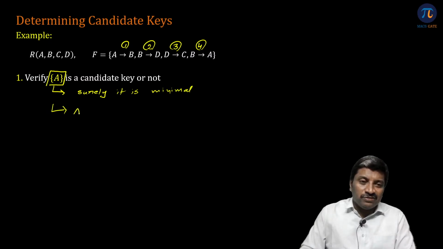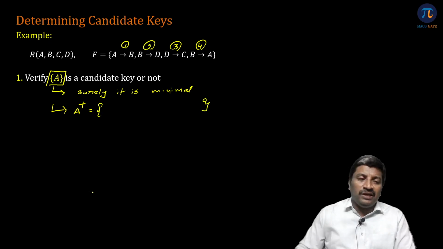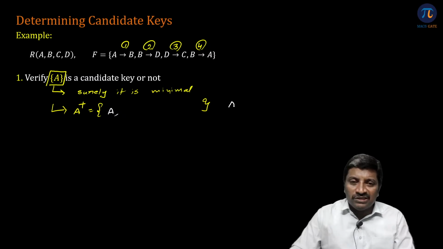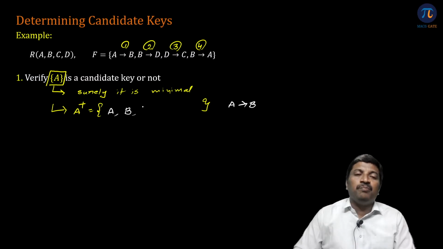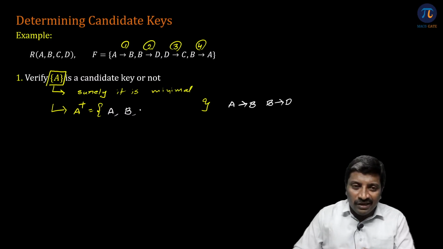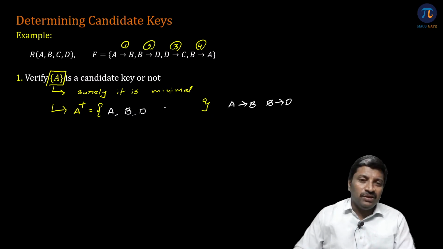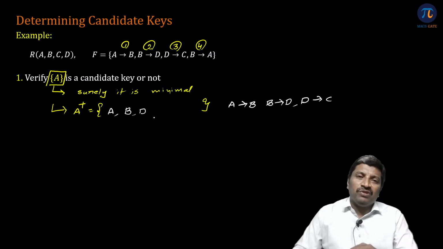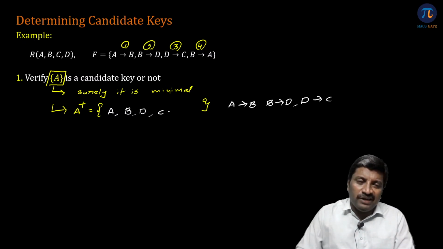Now, what is the second step? The second step is what is the closure? With A, what are the attributes we can derive? With A, we can get A itself. Am I right, sir? Now, by using the functional dependency, A goes to B. From A, we can derive B. Then I have one more dependency, B goes to D. That means whenever we know the value of B, we can find D. Right, sir? Then we can use the next one, D goes to C. We already know the value of D, so we are just finding C.